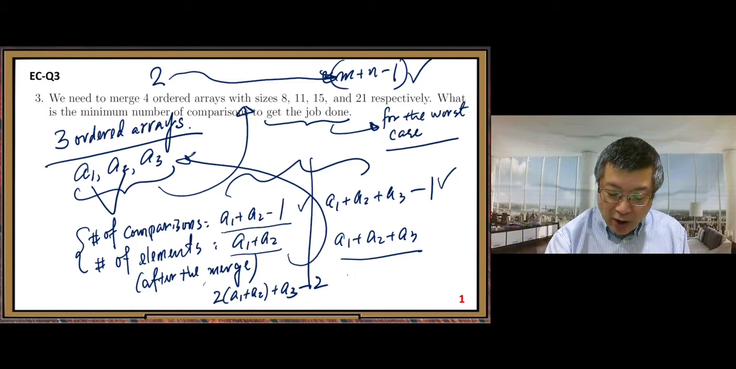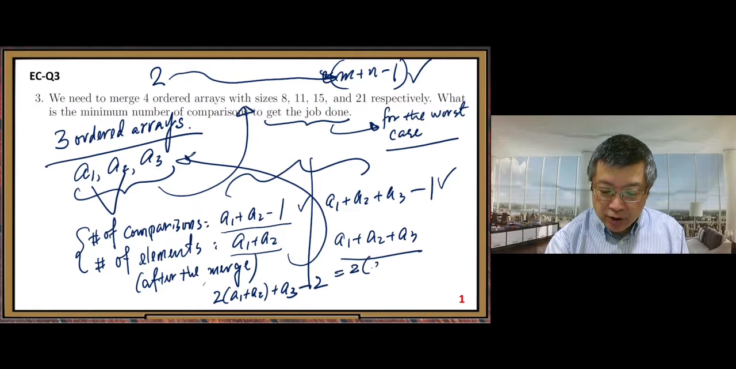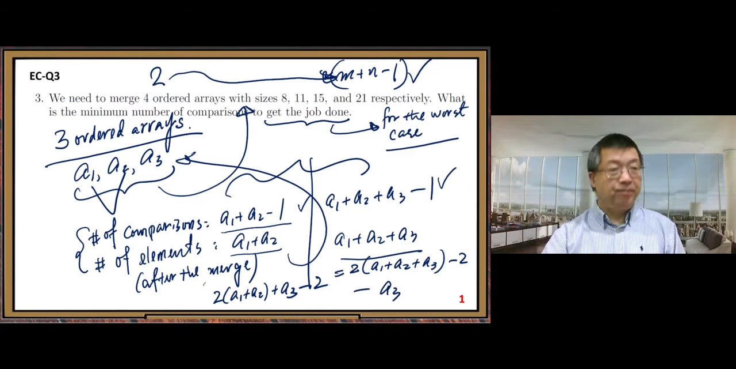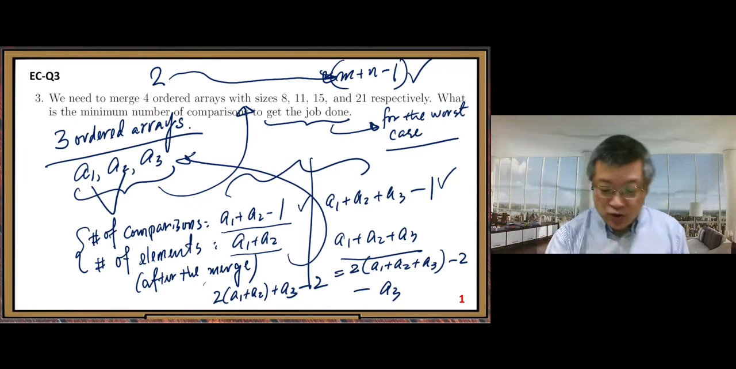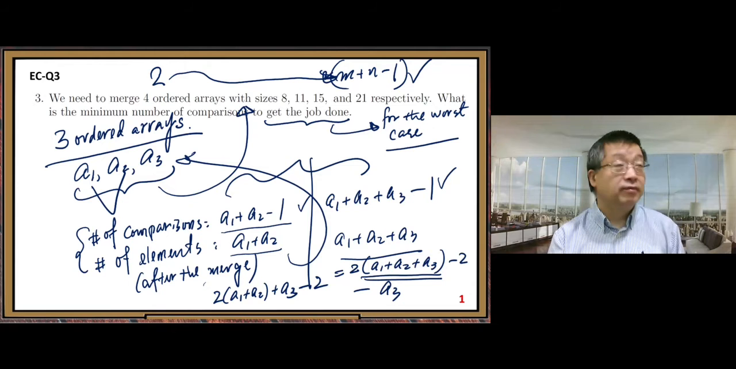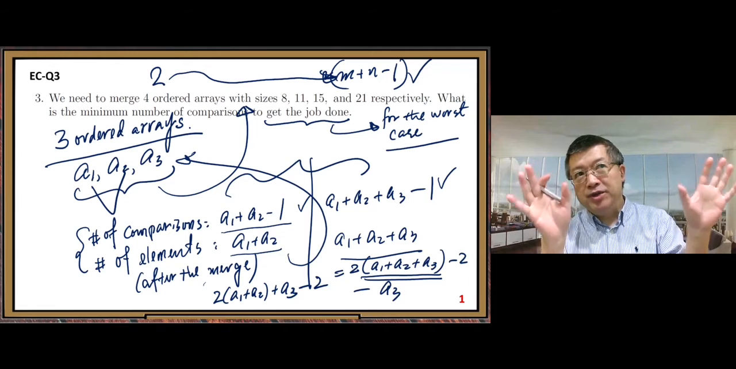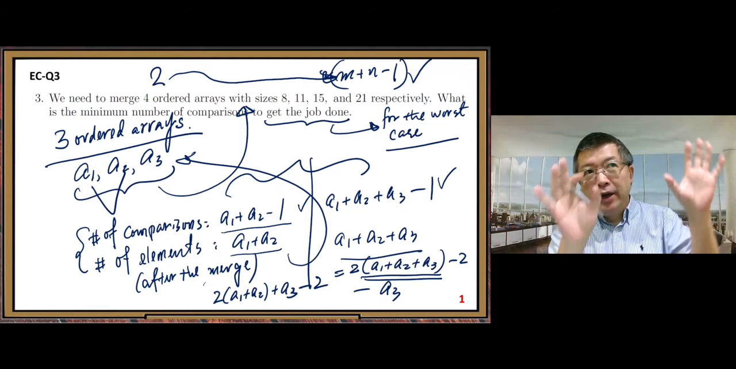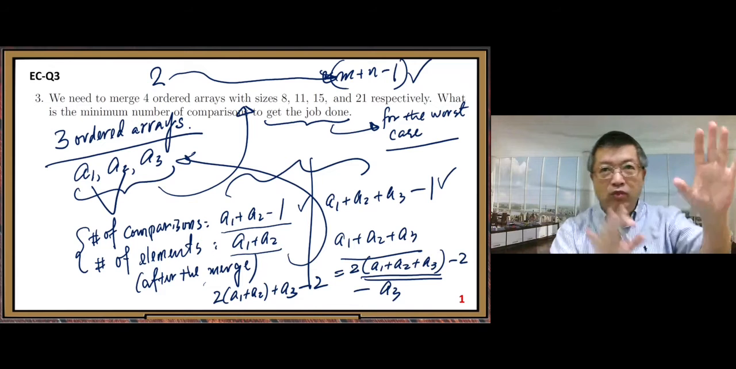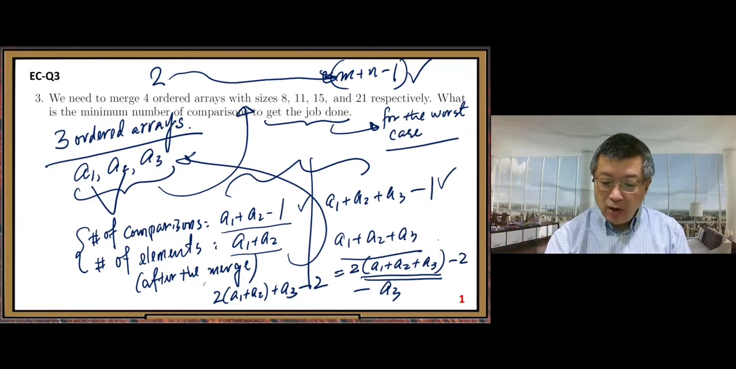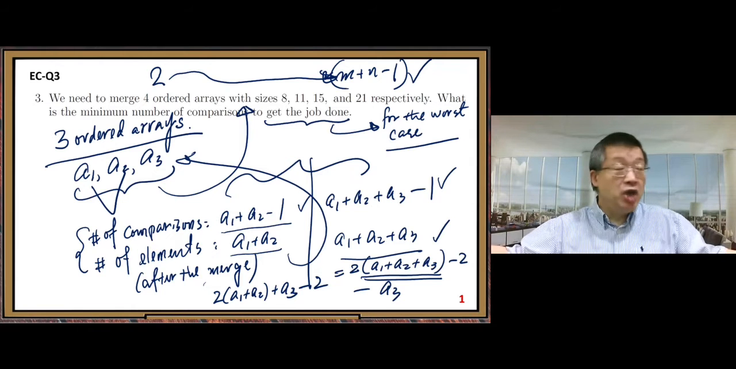So can I rewrite this number as 2 times A1 plus A2 plus A3 minus 2 minus A3, right? Can I write this way? Why do I write this way? Because if we write this way, this is the total number of elements in these 3 arrays. No matter what combination, what way you merge the 3 arrays, arbitrary way you merge, this number is always the same. Total number of elements never changes.